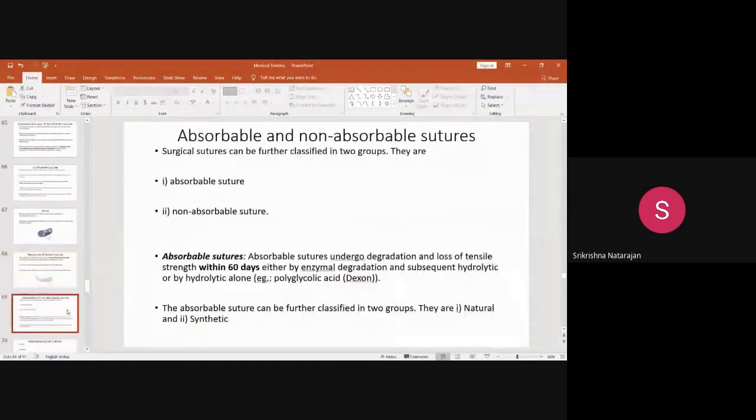So this is how they are classified based on the number of filaments. And the next way we can classify them is based on absorbability. That is, you can classify the surgical sutures as whether it is an absorbable suture or a non-absorbable suture.